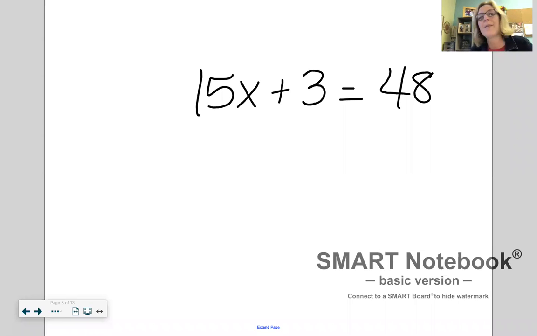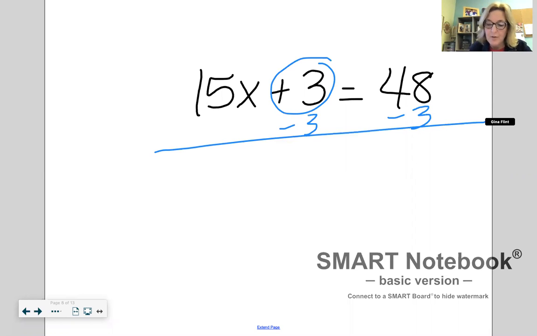So let's try this one. 15x plus 3 equals 48. We want to undo addition and subtraction first. So that means we have to undo this plus 3 by subtracting 3. And if we're going to do it to one side of the equation, we must do it to the other side of the equation. So now we have 15x is equal to 48 minus 3, which is 45.